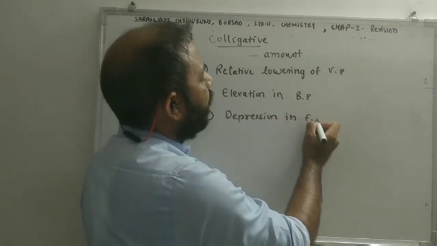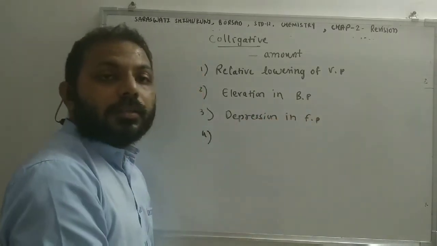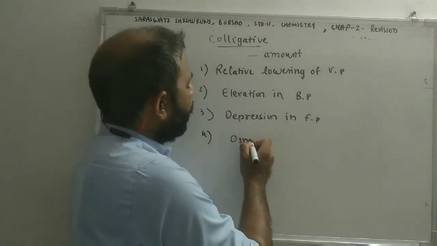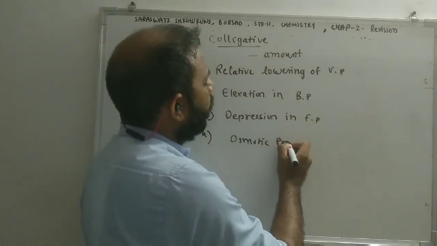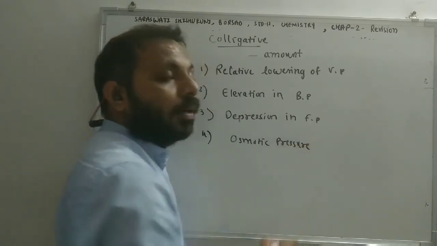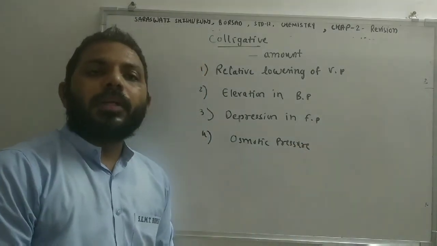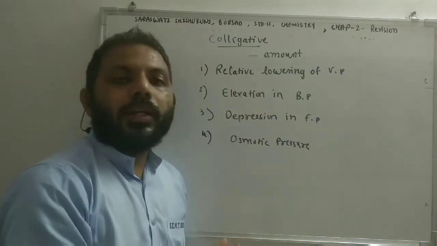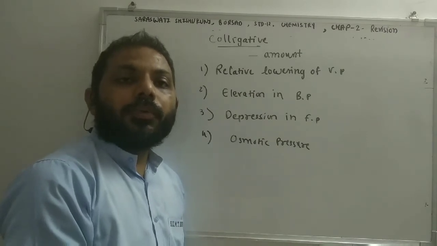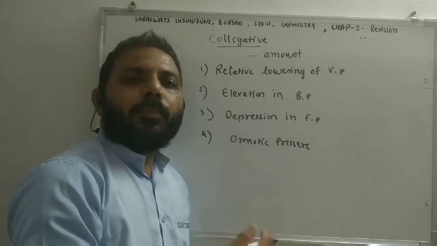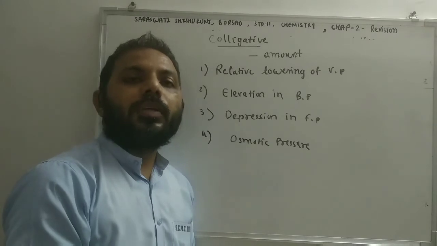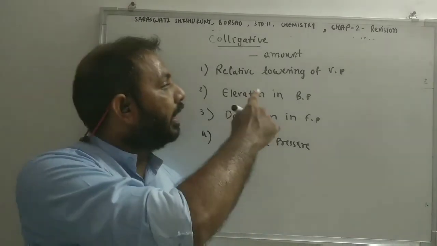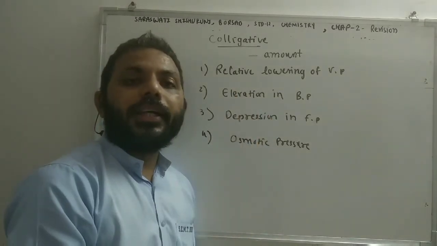Depression in freezing point. Fourth property is osmotic pressure. So there are total 4 properties which are known as colligative properties. Now this question is mainly important for numerical. So you need to write formulas of each and every colligative property.